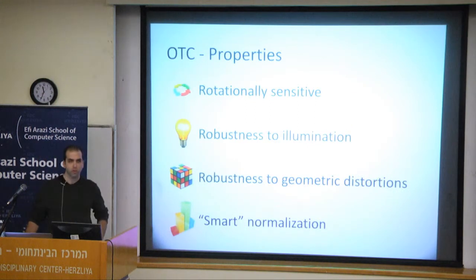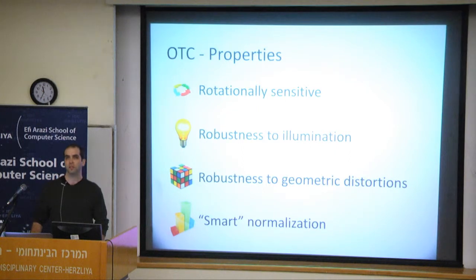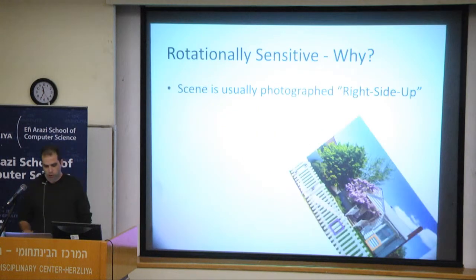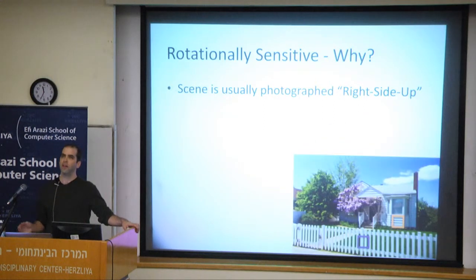So in constructing a more suited descriptor for scene classification, we began by identifying a couple of desired properties for descriptors for such a task. I will go over each of these properties as we construct the descriptor. The first being the property of being rotationally sensitive. So looking at various photographs taken of various scenes, we noted that most scenes are taken right side up. Therefore, having a descriptor that is rotationally invariant is not very helpful.